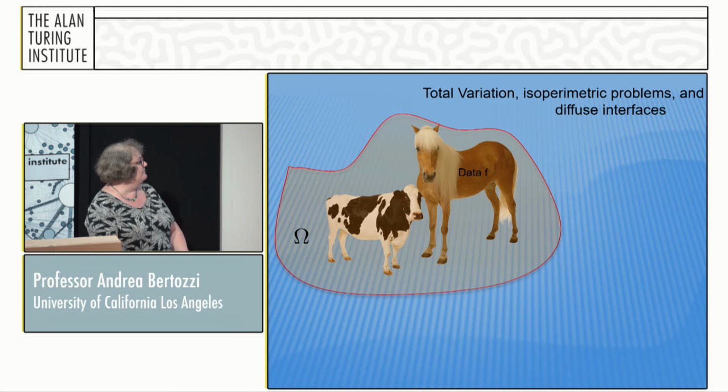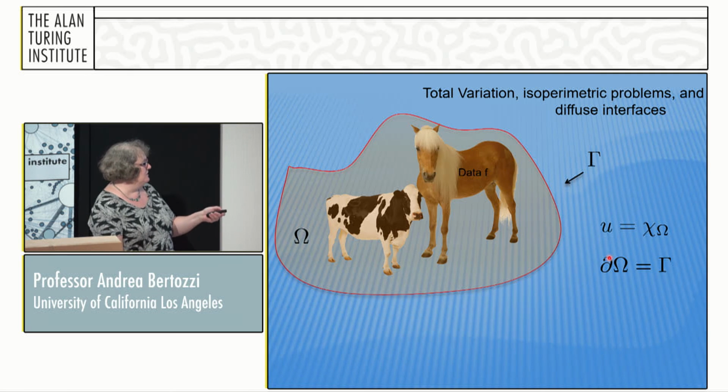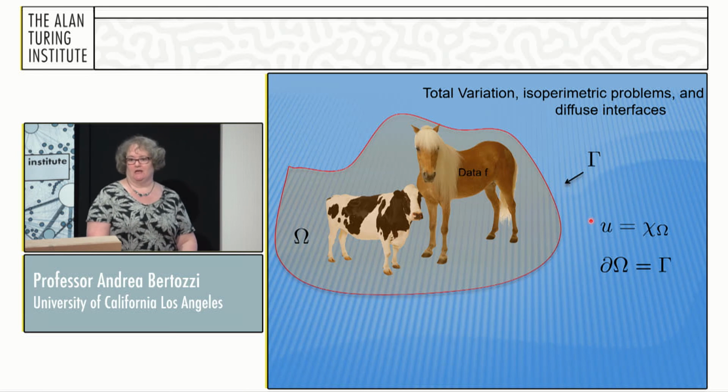So if I have my data and I have my curve, and the curve surrounds a region omega. There's the curve gamma, and I can now write this curve gamma in terms of a global function u, which is just the characteristic function of omega. So the boundary of omega is gamma. U is the characteristic function of omega. And if I want to measure the length of gamma, the perimeter, I can measure that by simply computing something about u. What is the something? It is the total variation semi-norm.